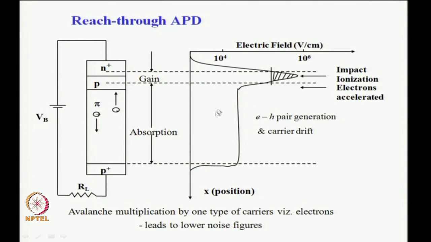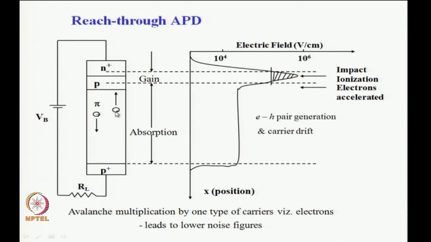However, the electric field in this region is not strong enough to accelerate the electrons to energies where they can generate additional electron hole pairs, so there is no avalanche process taking place in this region.